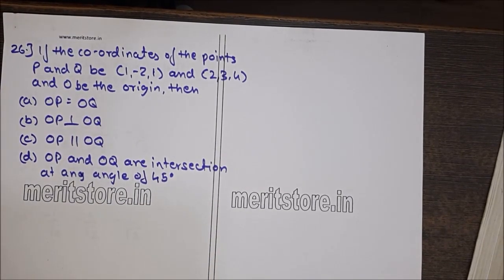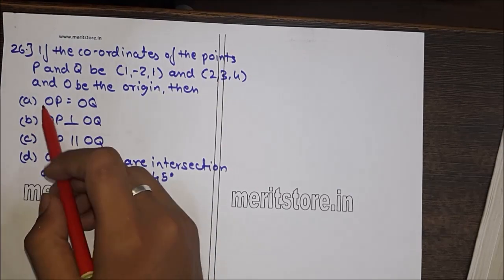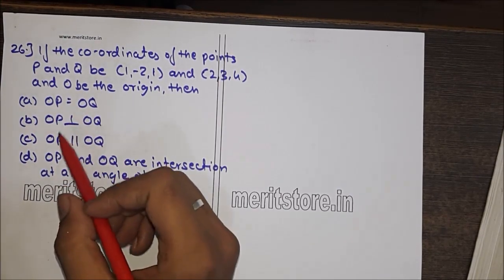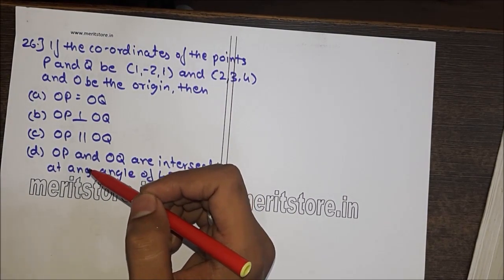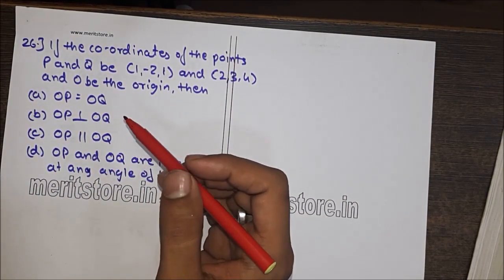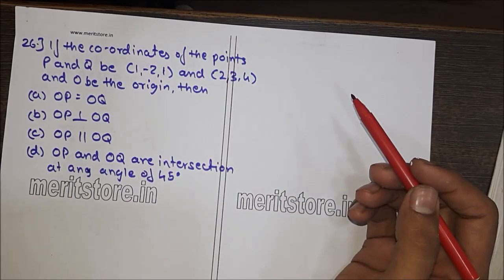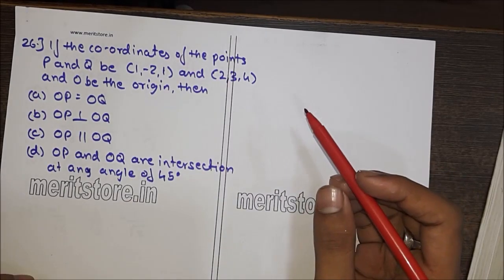Question number 26. If the coordinates of the points P and Q are (1, -2, 1) and (2, 3, 4), and O is the origin, then: option A, OP is equal to OQ; option B, OP is perpendicular to OQ; option C, OP is parallel to OQ; and option D, OP and OQ intersect at an angle of 45 degrees.